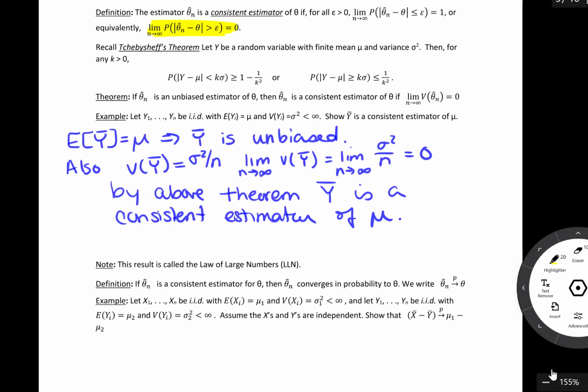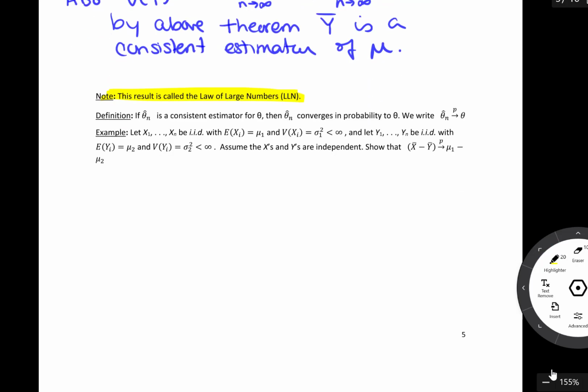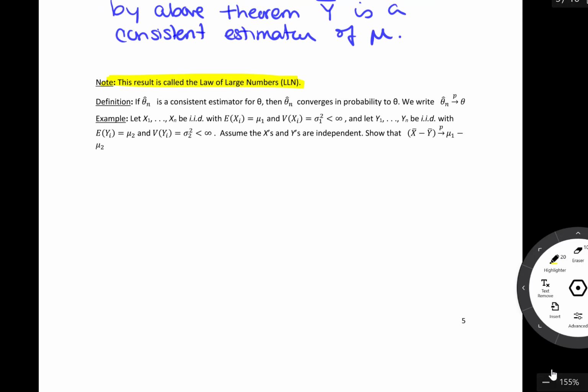And so this result is called the law of large numbers, and you probably heard of that in your intro statistics course. So we got some more definitions here. If theta hat sub n is a consistent estimator for theta, then theta hat sub n converges in probability. So saying that an estimator converges in probability to a parameter is the same thing as saying it is consistent. So let's look at another example.